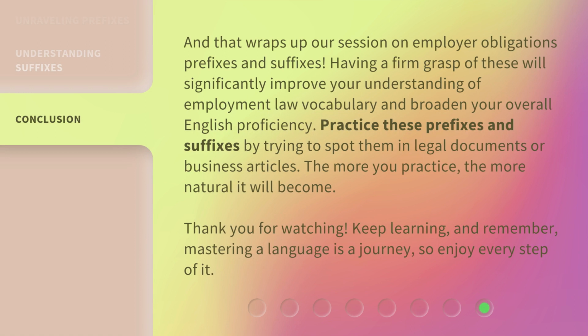And that wraps up our session on employer obligations, prefixes and suffixes. Having a firm grasp of these will significantly improve your understanding of employment law vocabulary and broaden your overall English proficiency. Practice these prefixes and suffixes by trying to spot them in legal documents or business articles. The more you practice, the more natural it will become.